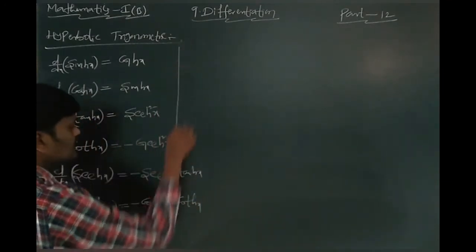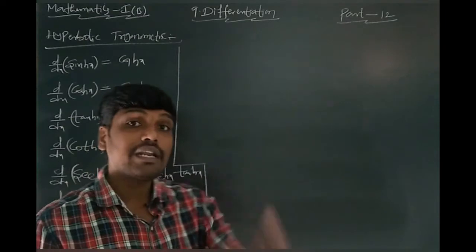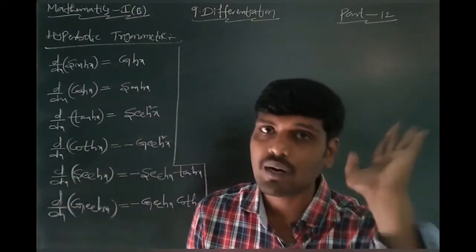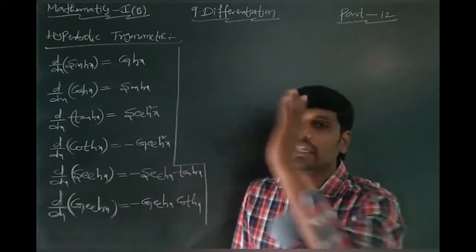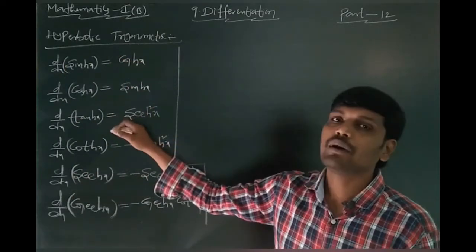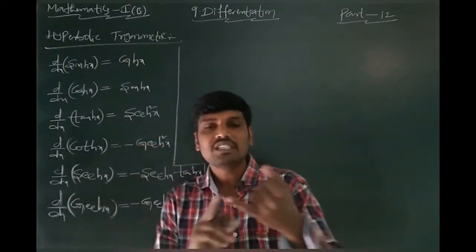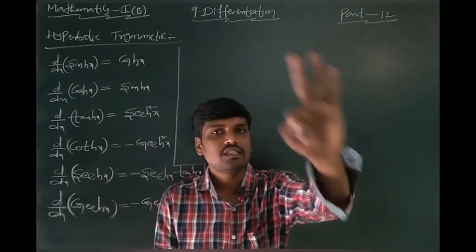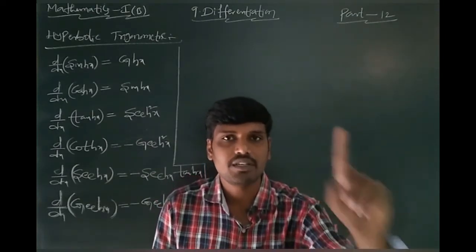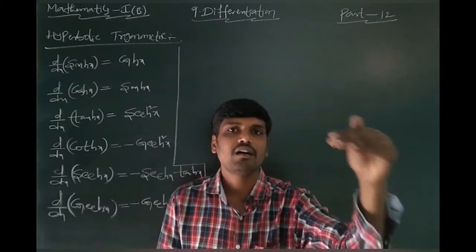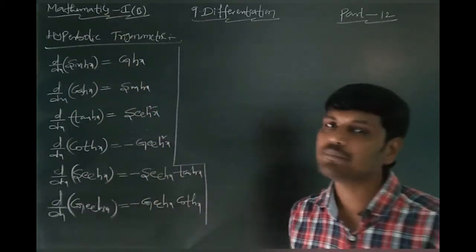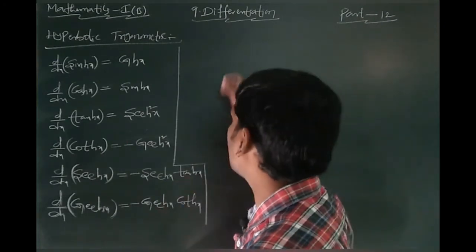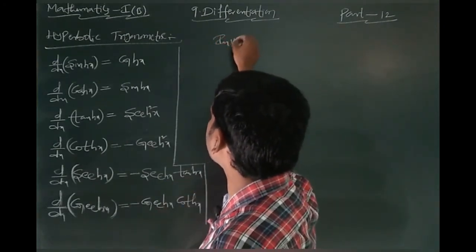Observe, students, these formulas are similar to trigonometric function derivative formulas, but here h is there. H is nothing but hyperbolic. In these formulas, the first 3 are positive, the next 3 negative. Sin, cos, tan, these 3 hyperbolic function derivatives are positive, the remaining 3 cot, secant, cosecant are negative. This is the hyperbolic function derivatives. After that, inverse hyperbolic functions.